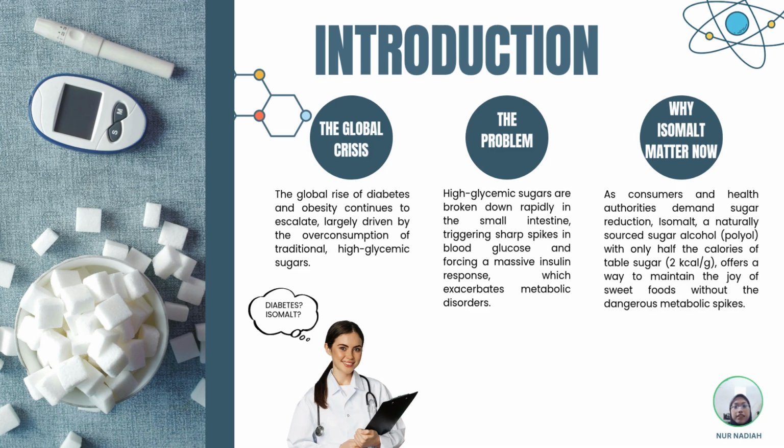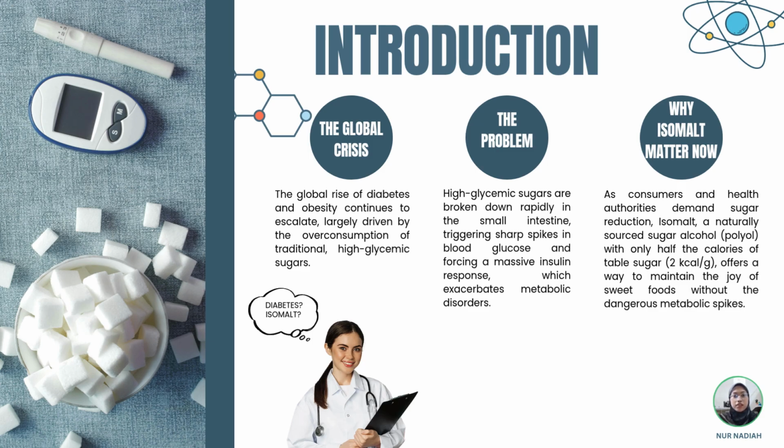In the small intestine, high glycemic sugars are broken down rapidly, triggering sharp spikes in blood glucose. To compensate, our pancreas is forced to release a massive wave of insulin, a relentless cycle that exacerbates metabolic disorders over time. So, how do we keep the joy of sweet foods without the dangerous metabolic consequence?